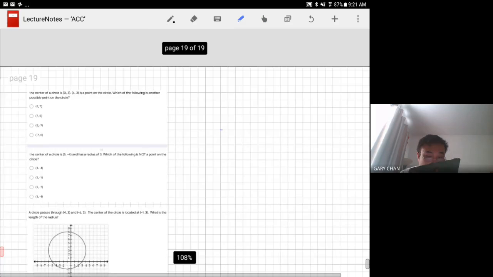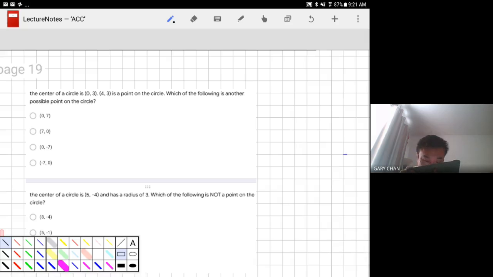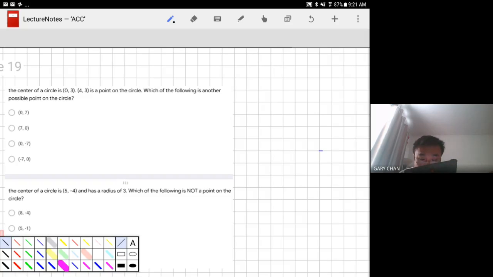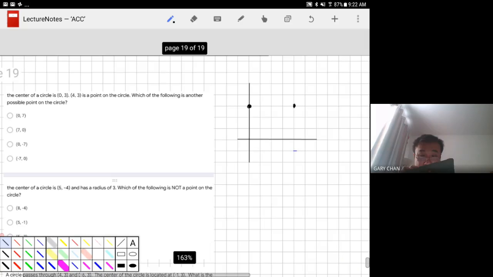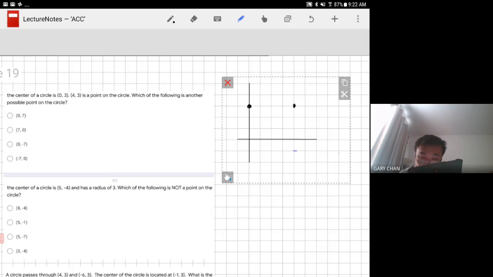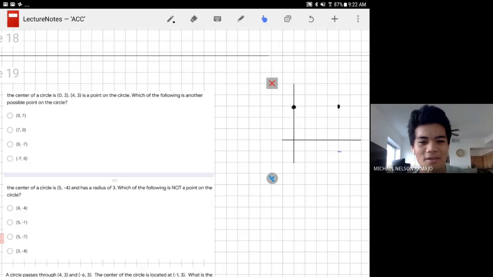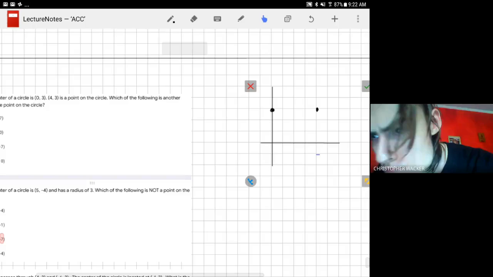Okay, let's plot the situation out. If I have an XY grid, I want to plot (0, 3), which is located right here, and (4, 3) is located right here. Gosh, this is so similar to the demonstration I just made. Isn't it similar, guys? It's very similar. Even the coordinates are the same.